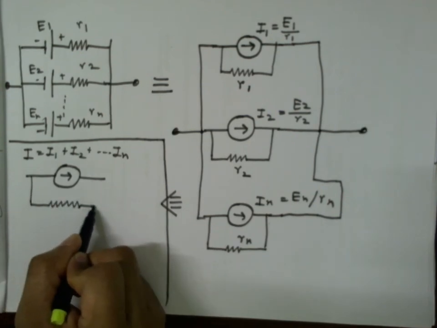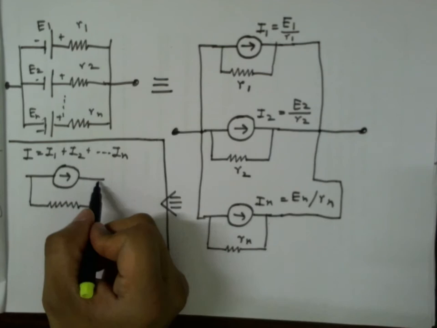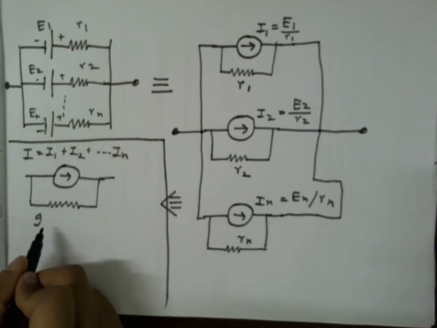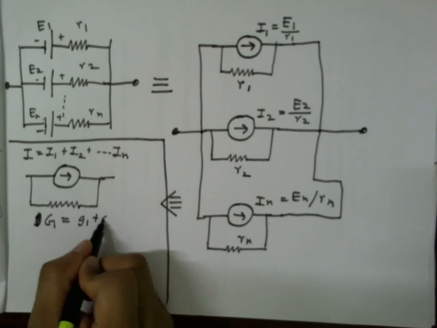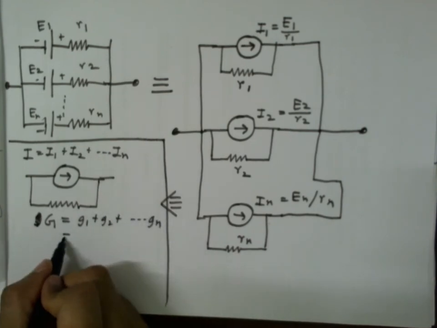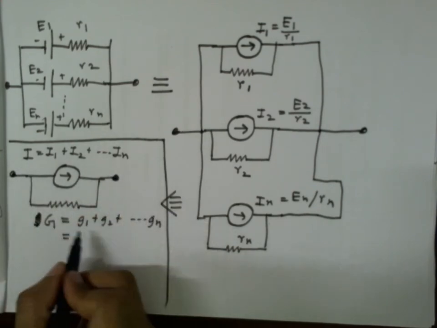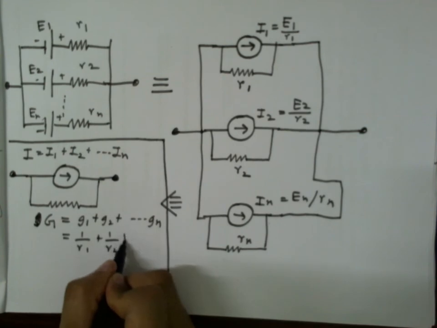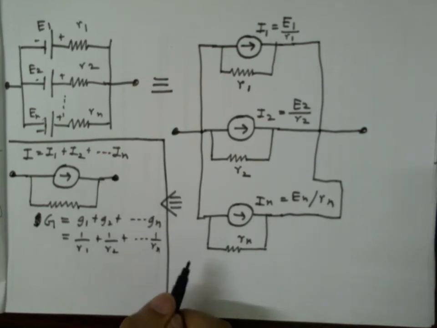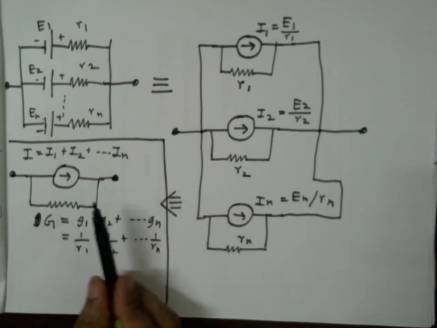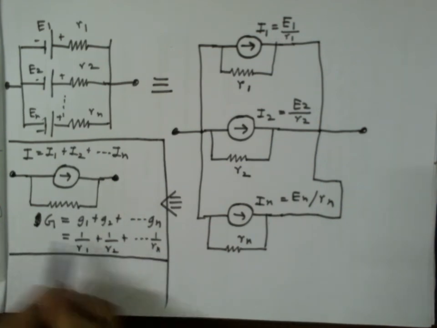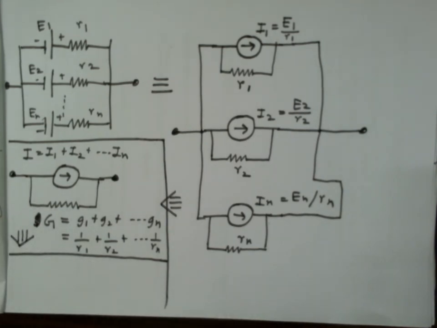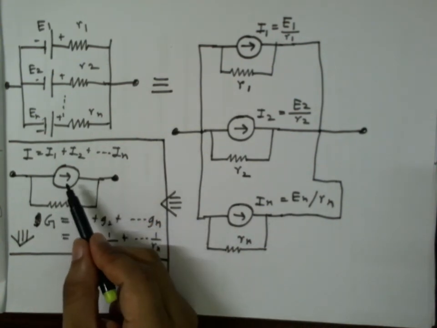with all these corresponding conductances summed up. So here the conductance value G will be equal to the sum of G1 plus G2 plus Gn, which is equal to 1 by R1 plus 1 by R2 plus 1 by Rn. Now let me convert this current source into an equivalent voltage source. So what will be the corresponding voltage?